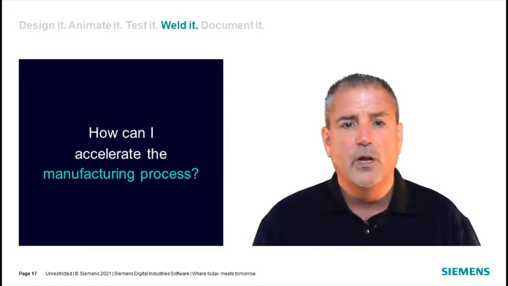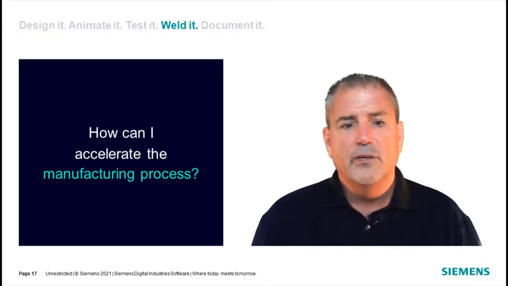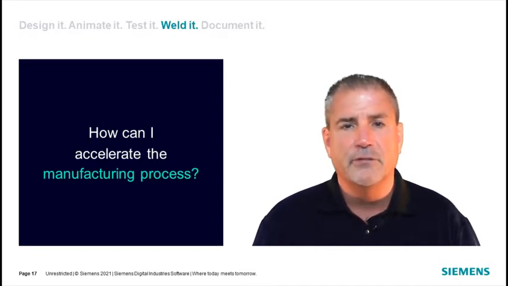Step 4, weld it. How can I accelerate my manufacturing process? And by manufacturing process in the context of frame design here, what I mean is the ability to weld these frames together. Really, what are some of the challenges along welding with today's traditional solutions? One is the time-consuming identification of where the welds go and being able to document those welds to be able to get that information out to the manufacturing floor so they can create the correct welds.